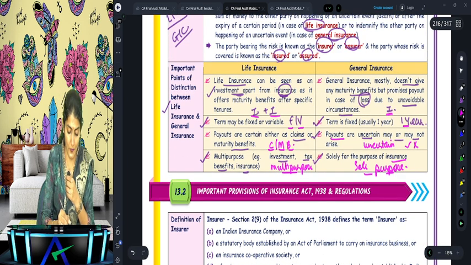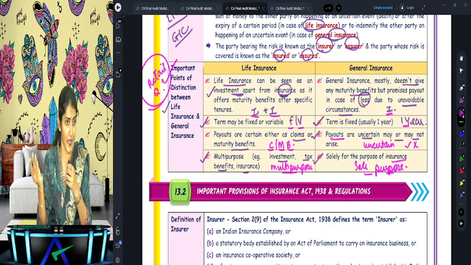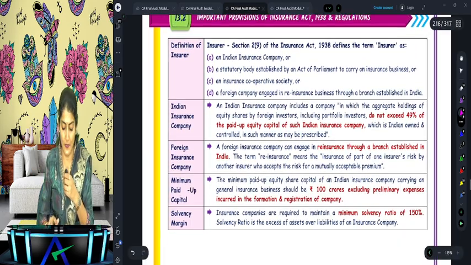Is it clear to everyone? Can this be a retail question in your exams? Yes. The distinction between life insurance and general insurance, right? Can they ask a retail question in the exam on this one? Yes, there could be a separate question.